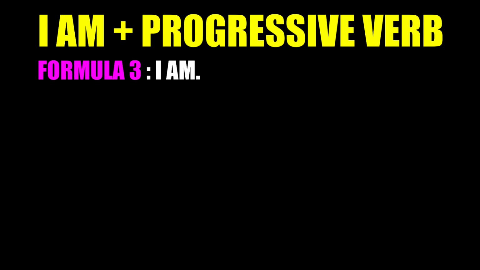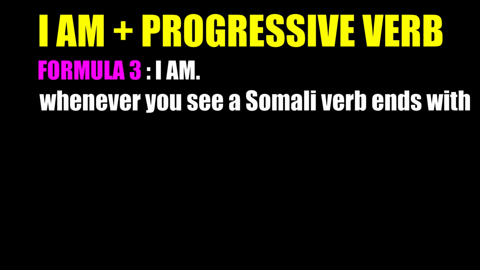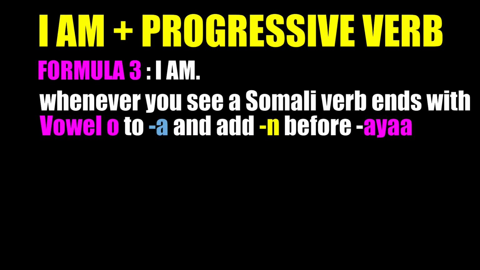Formula 3 or Rule 3. Whenever you see a Somali verb ends with vowel O, you need to change the vowel O to A and add na before you add aya. The reason for this is to make the pronouncing better, clearer, and sweet. For instance, baro is to learn, so the verb ends with vowel O. To make I am learning, we need to change the vowel O to vowel A. And we add na or n before we add aya.